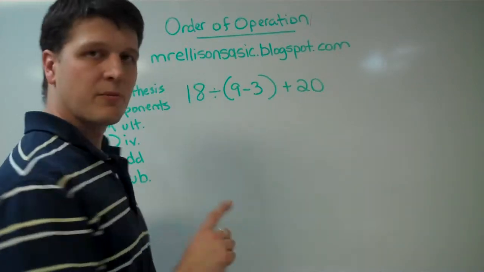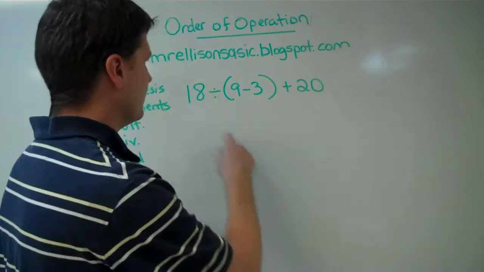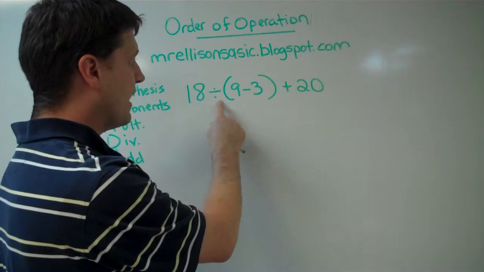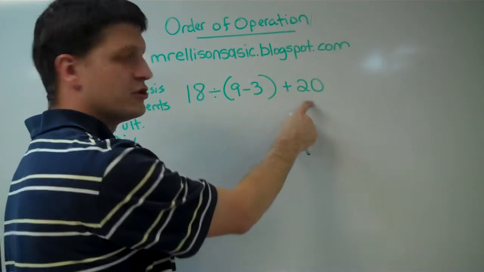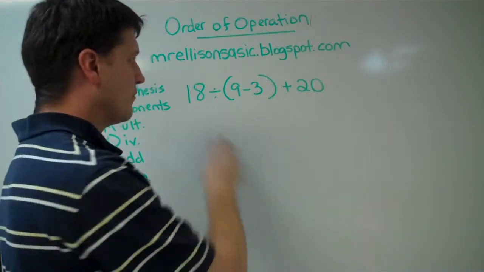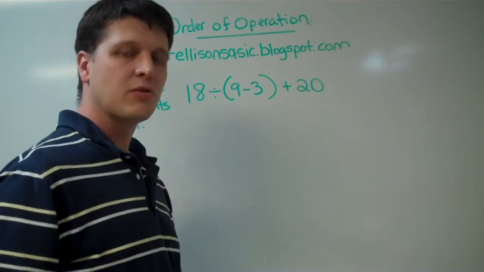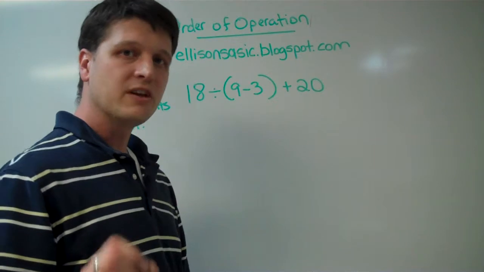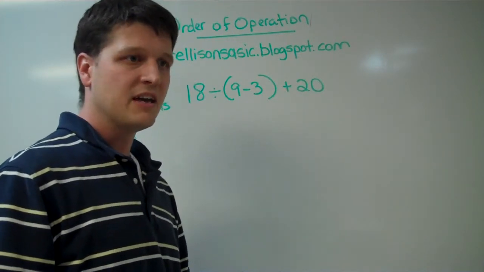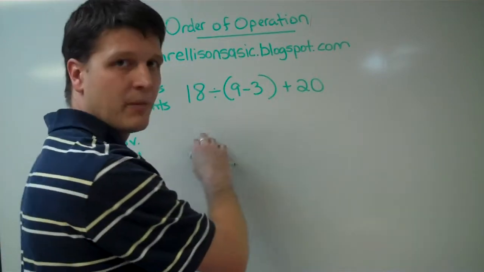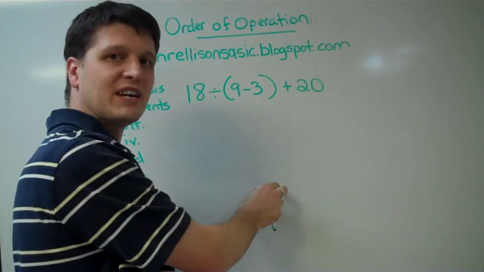Now, we're going to look at a problem, okay? We're going to look at 18 divided by, in parentheses, 9 minus 3, close parentheses, plus 20. Right off, this may seem like a pretty daunting problem to some people, but it's really easy to solve if you do things in order. You take your time, and you just solve it level by level until you get down to a single answer.